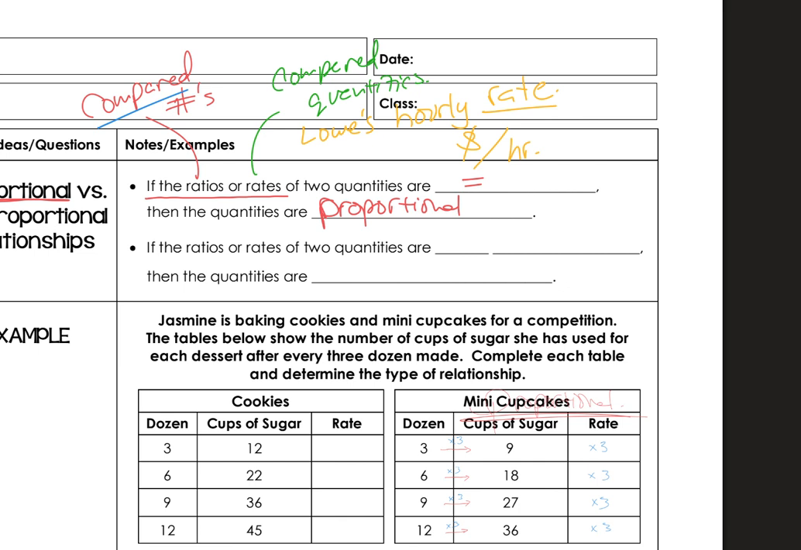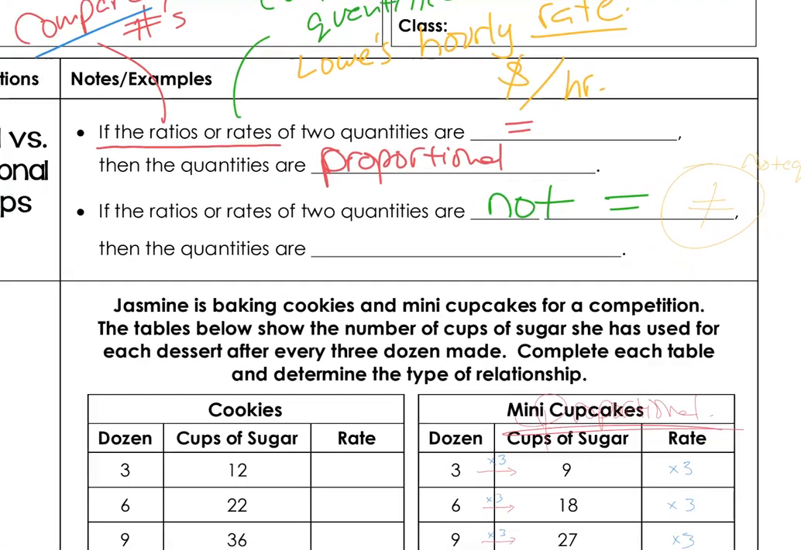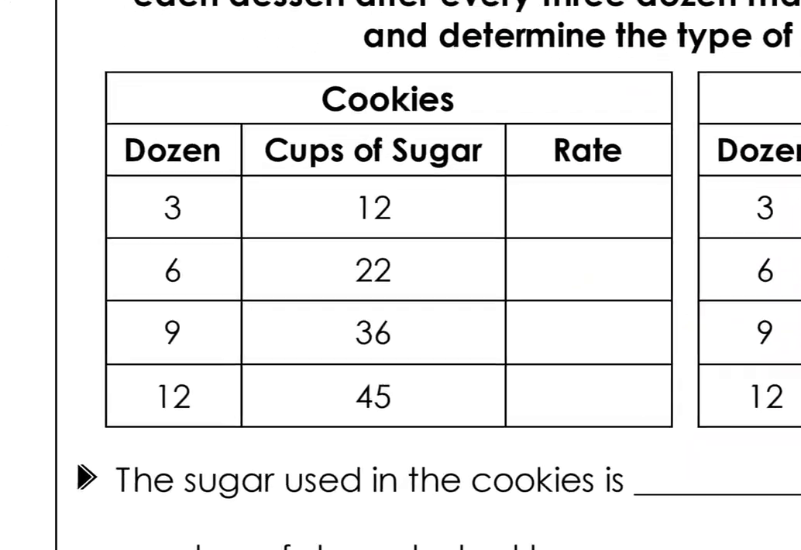The opposite, if they are not equal, by the way, I like to write not equal like this, an equal sign with a slash through it. This means not equal. But anyway, there's the word not and the sign for equals. Then they are non-proportional. Okay?